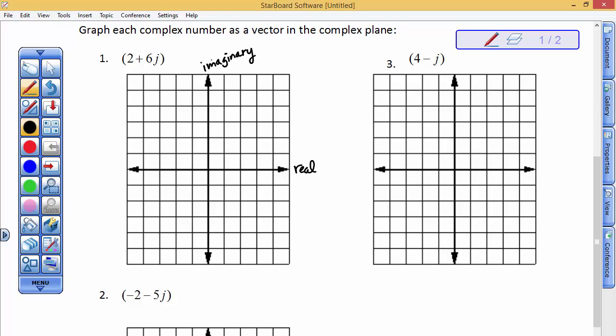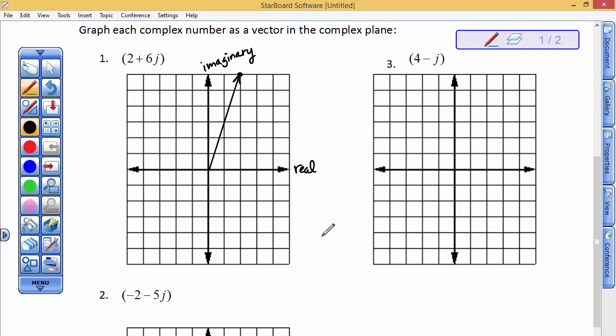So this positive 2 plus 6j is asking us to go from the origin to the right 2 on the real axis and up 6 on the imaginary axis, and put a dot there and draw the vector from the origin to that ordered pair, and we're done. We've drawn the vector 2 plus 6j.